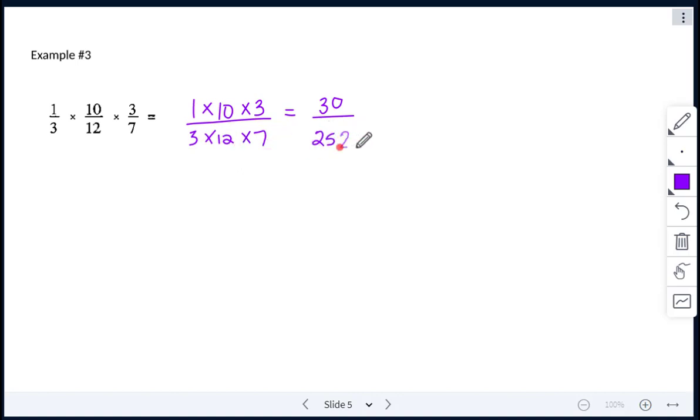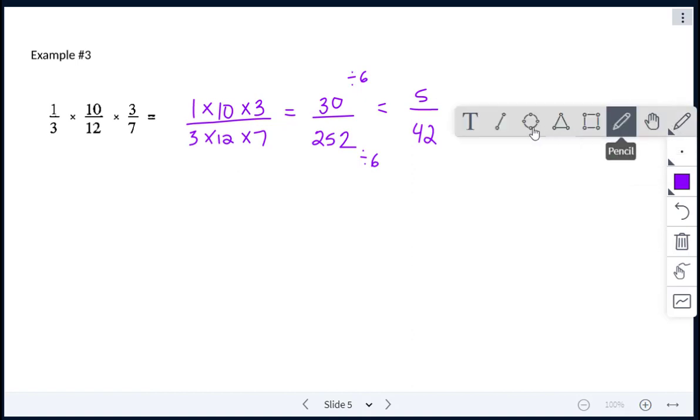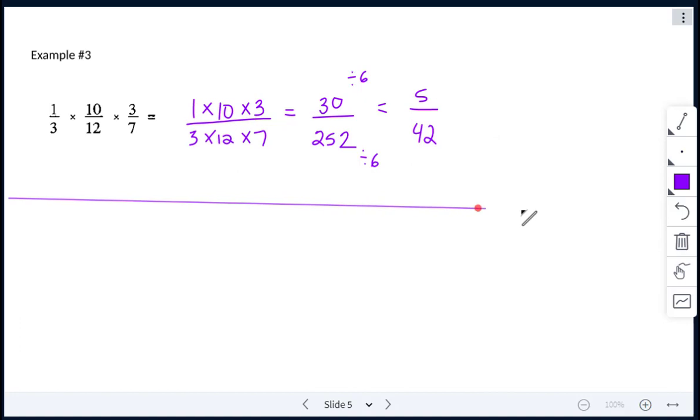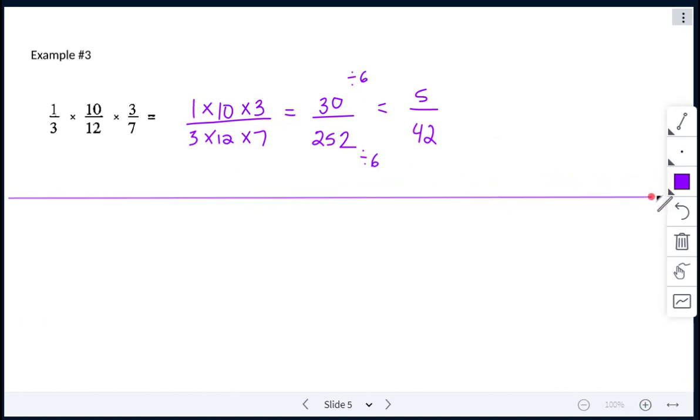So we are working with larger numbers. All right, and it might take you some time to reduce. Here, I can reduce both the top and bottom by 6. Divide both the top and bottom by 6, and I get my answer of 5 over 42. All right, but we can do this the other method, which is where we reduce first. So I'll show you that as well.